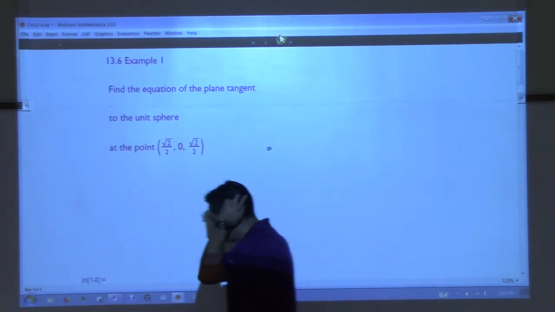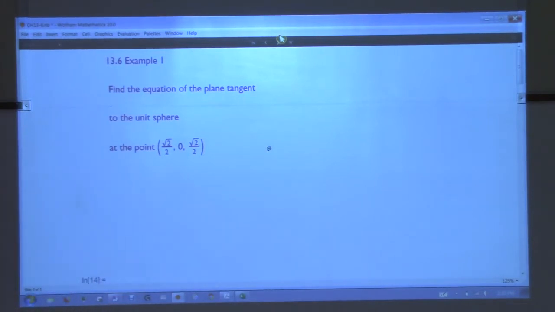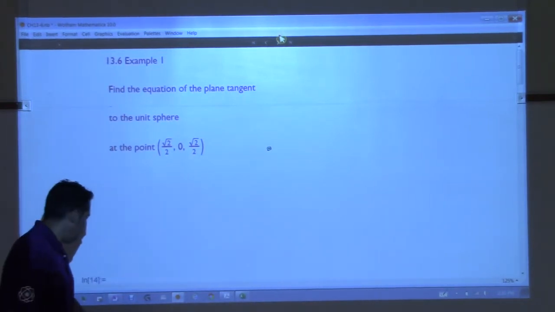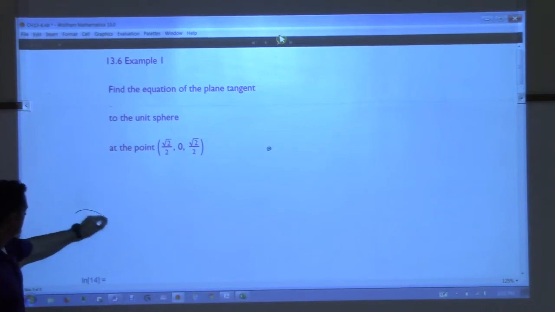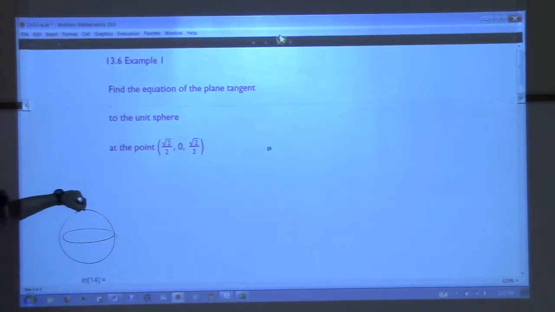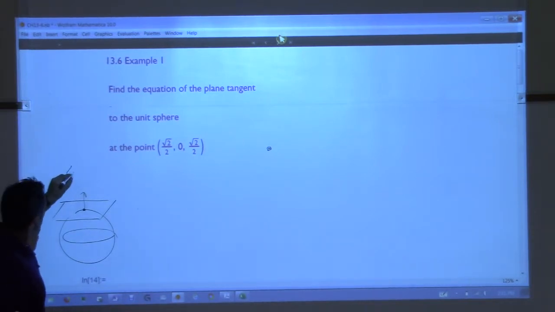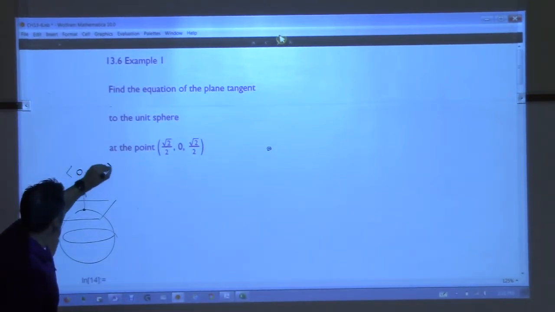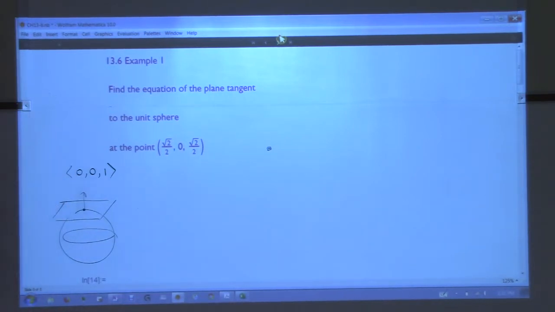Out of curiosity, if we have the unit sphere, and we go to the North Pole, what should the equation of the tangent plane be? Let's think about that plane up there. What's the normal vector going to be? What's the vector sticking straight up? 0, 0, 1 would work, right? That would be a normal vector, sticking straight up. And then what's the actual point at the North Pole?